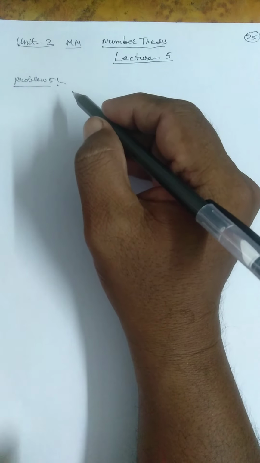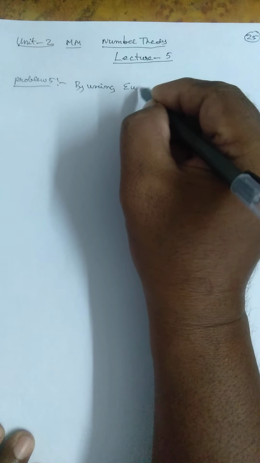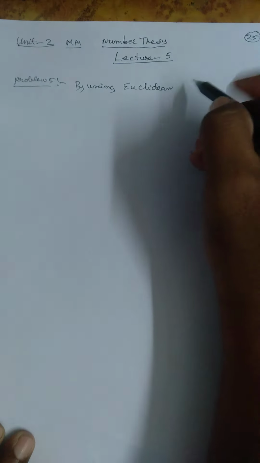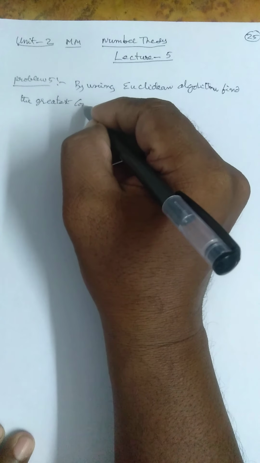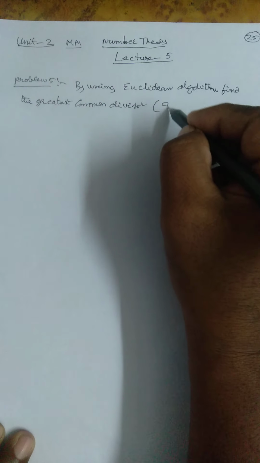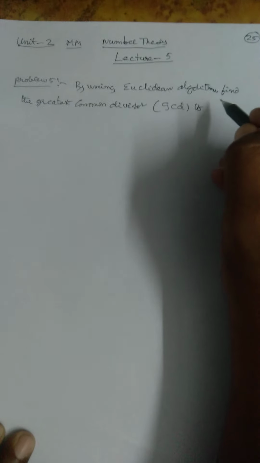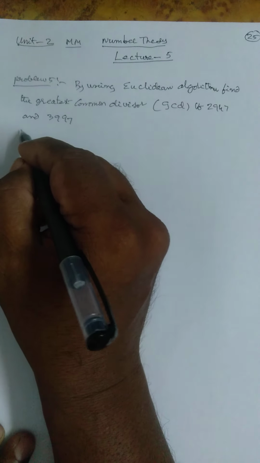Problem 5. By using the Euclidean algorithm, find the greatest common divisor, GCD, of 2947 and 3997. Solution.